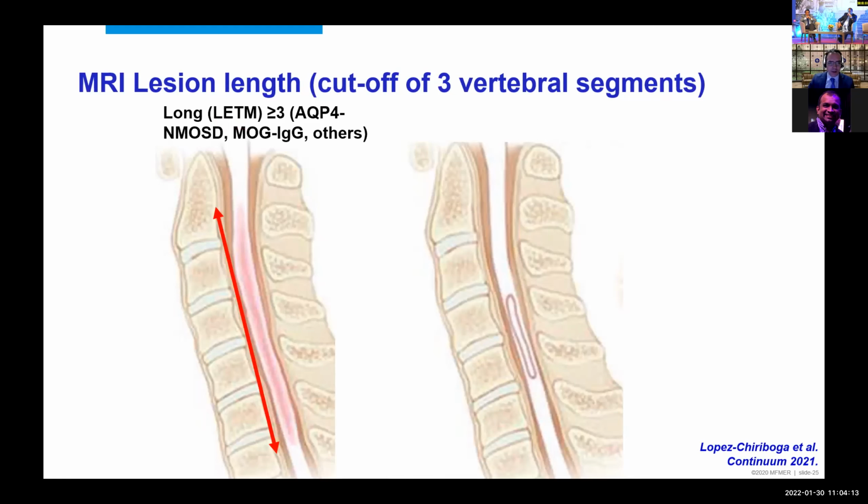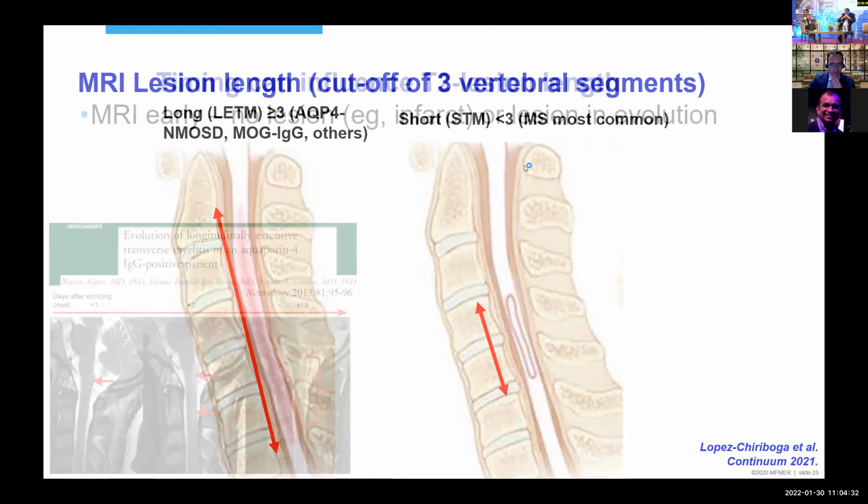This is what we typically see with aquaporin 4 antibodies and with MOG antibodies, but there are other etiologies, as we'll talk about later. On the contrary, if we have a shorter myelitis lesion extending less than 3 vertebral segments, MS is going to be the most common cause of this. So use this 3 vertebral segment cutoff to your advantage.